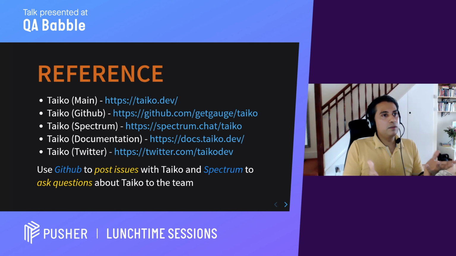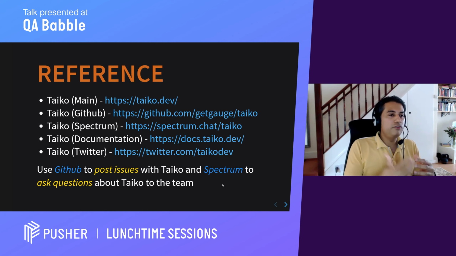So these are some of the links that I wanted to share. Taiko, you can actually go to taiko.dev and you can then see what the features are. You can actually check out the documentation. They have a Twitter page, or they have a Spectrum. So Spectrum, any user related issues. So suppose you're not able to figure out how to use a particular function or a call or API, you can actually ask them and they are quick to respond.